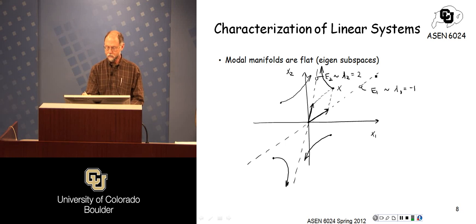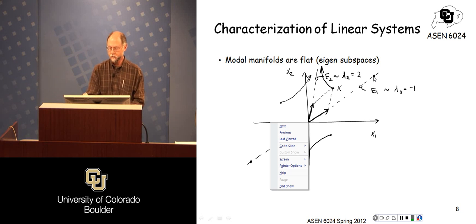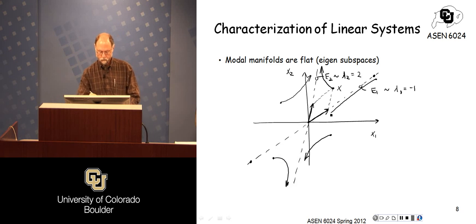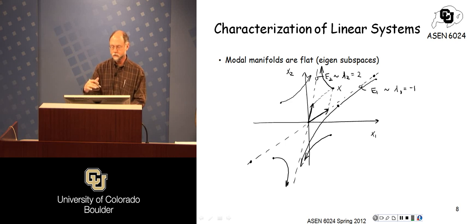If I start on this narrow line here, anywhere on this line exactly, I end up at the origin. But if I start anywhere else in the state space, even just infinitesimally off that line, I'm going to end up going like that to infinity. So again, it's pretty easy to figure out what's going on here by splitting up into subspaces. Behavior on the subspaces is simple.